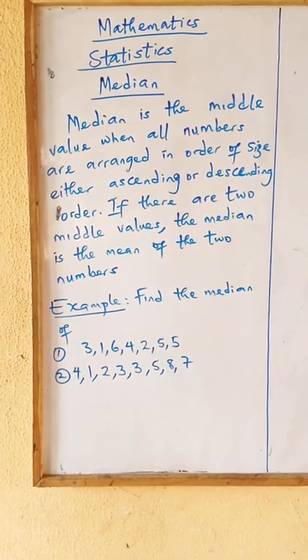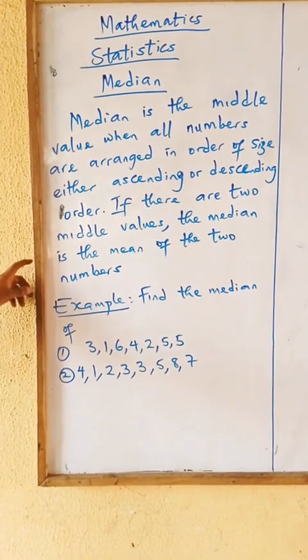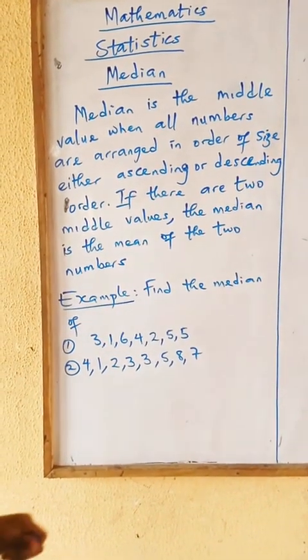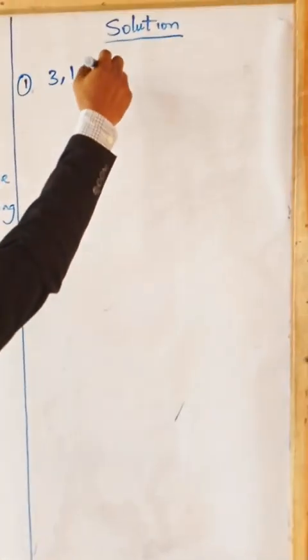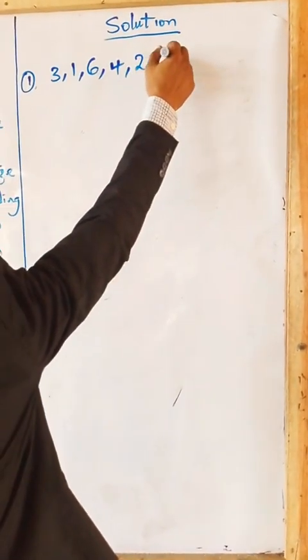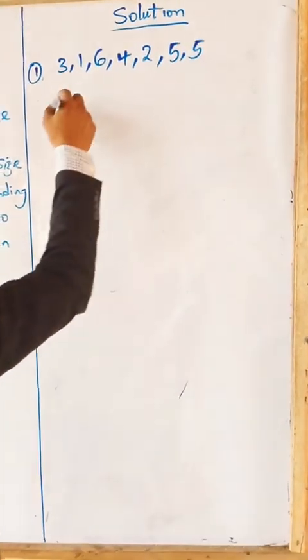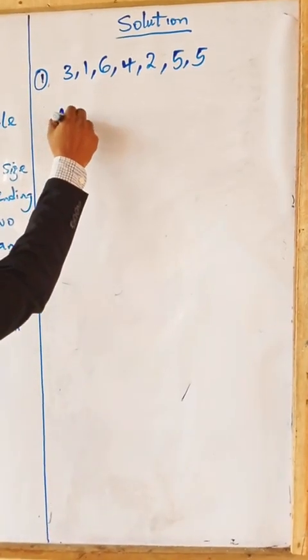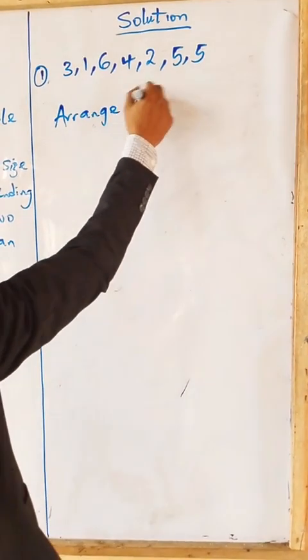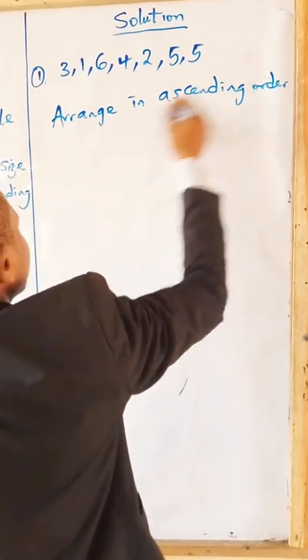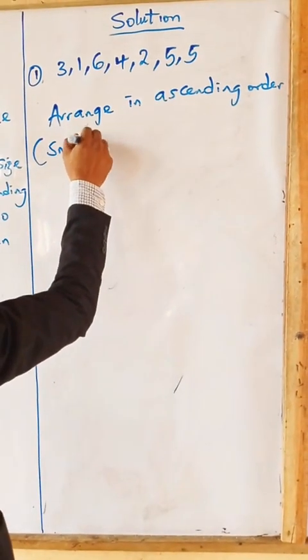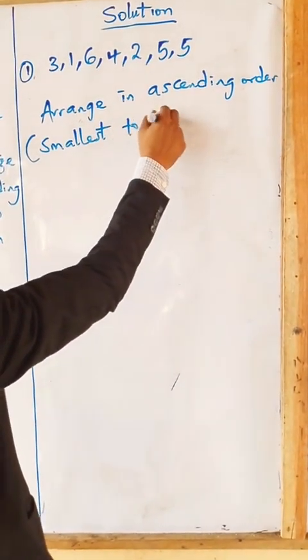Let's solve these examples on the board. Find the median of number 1. We have 3, 1, 6, 4, 2, 5, 5. So let's arrange in ascending order, that means from smallest to the biggest.